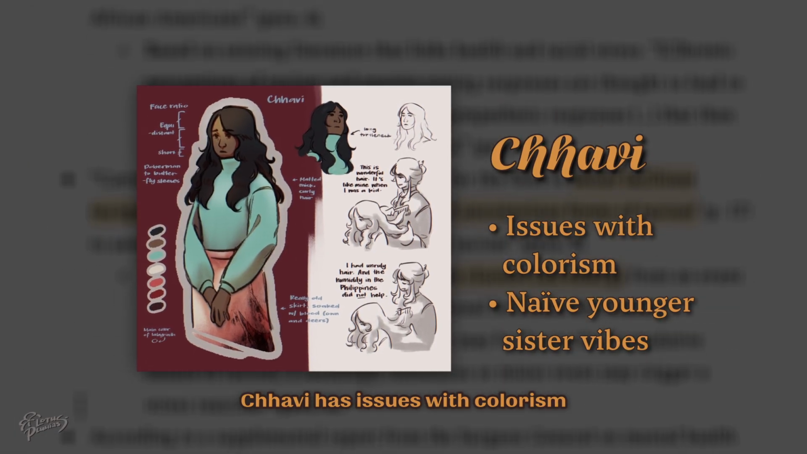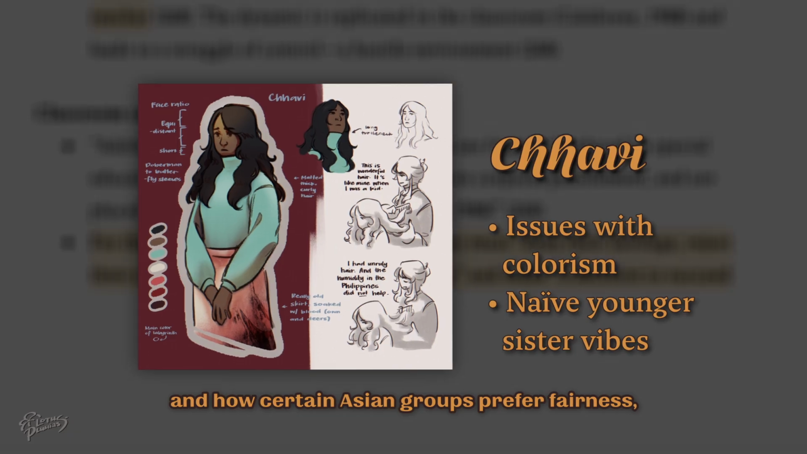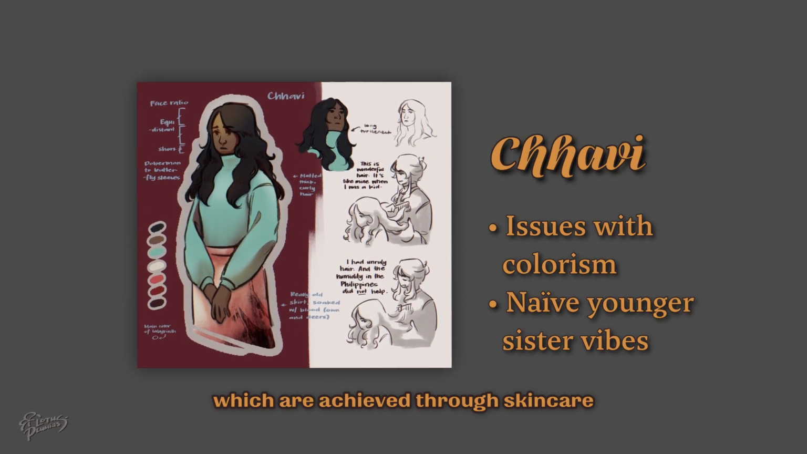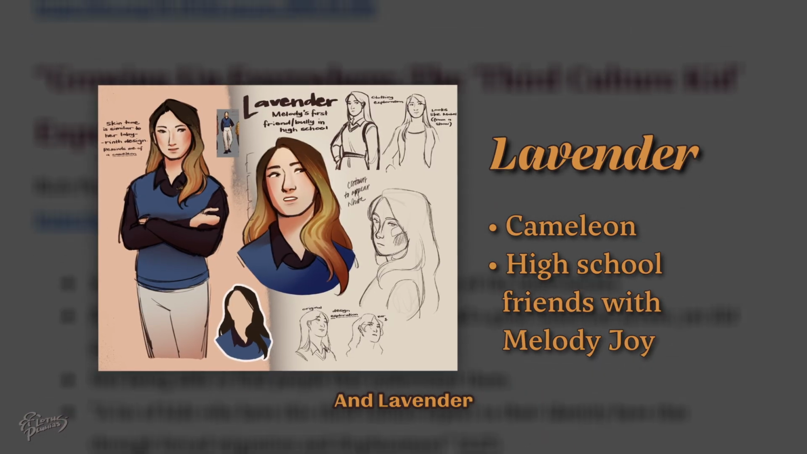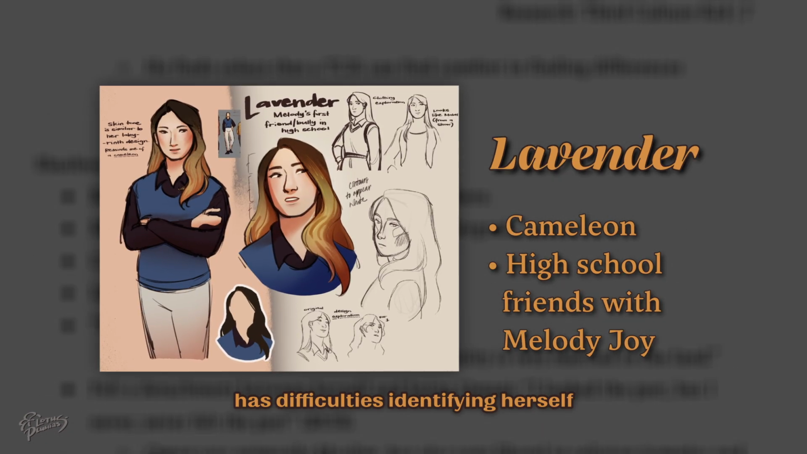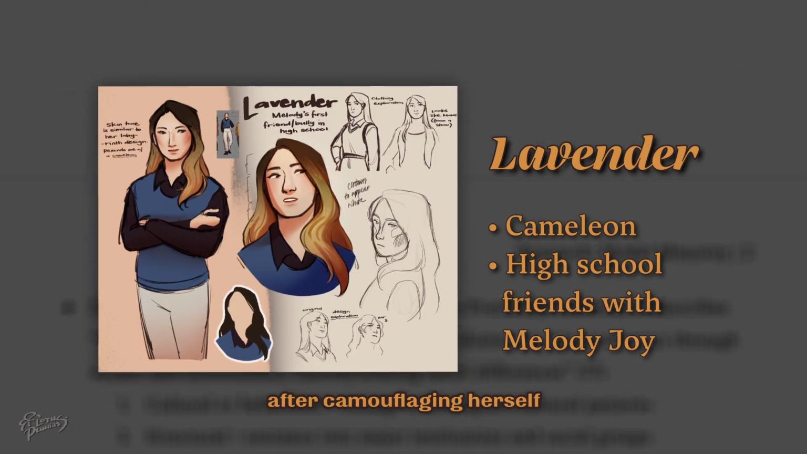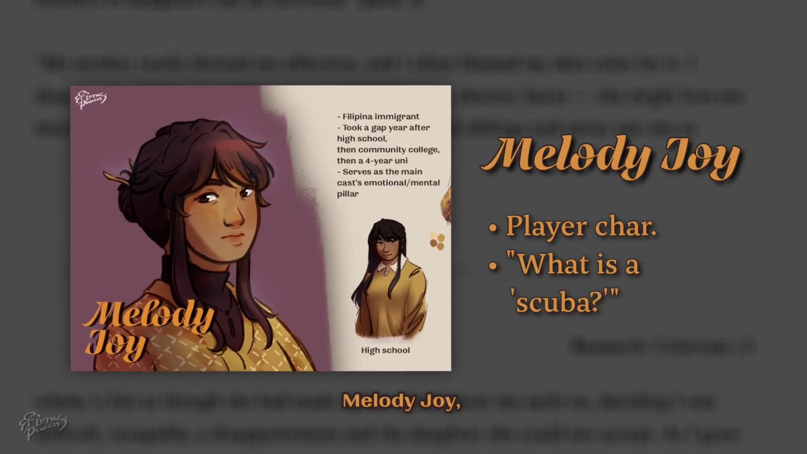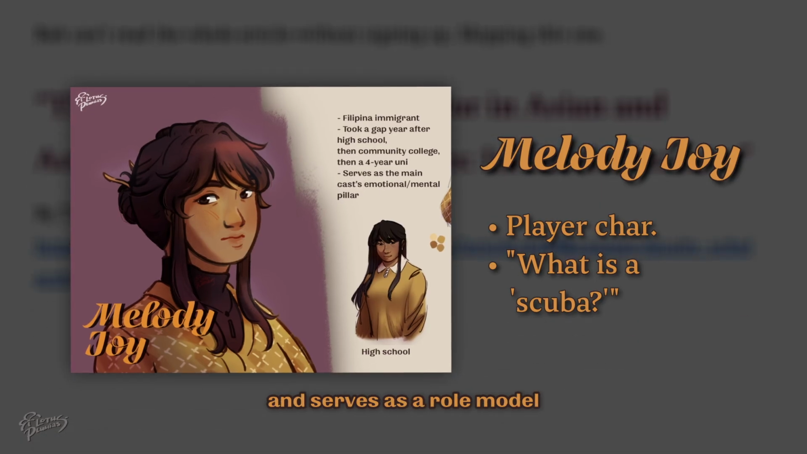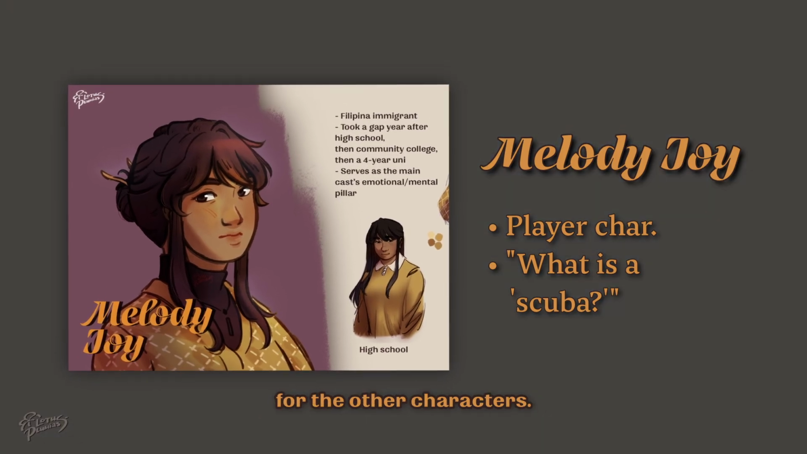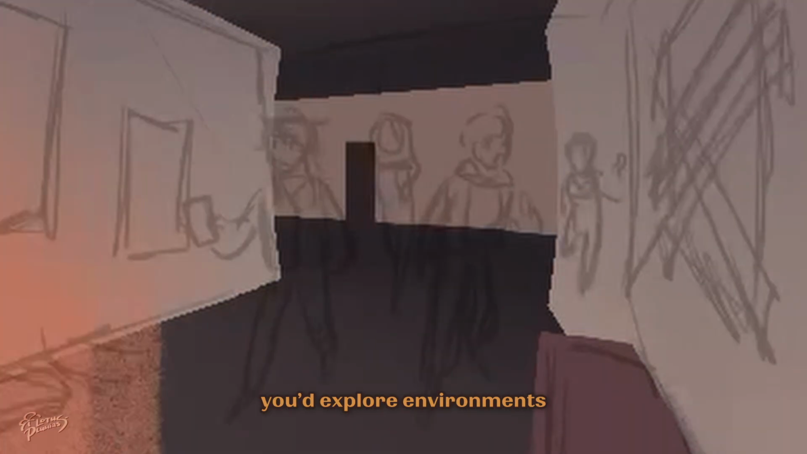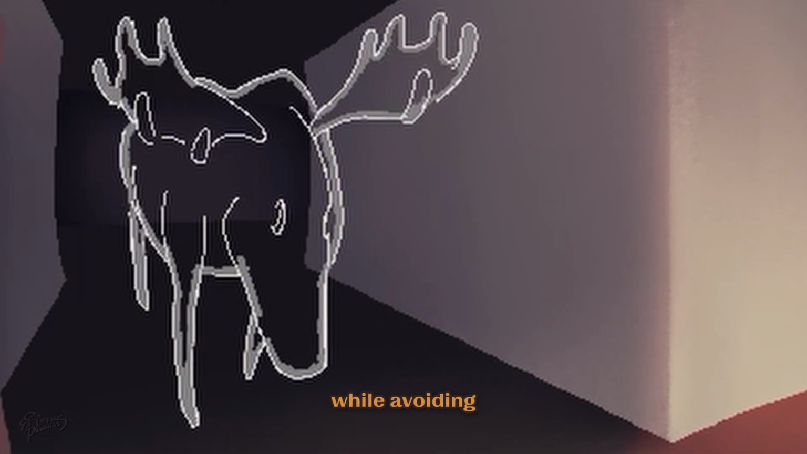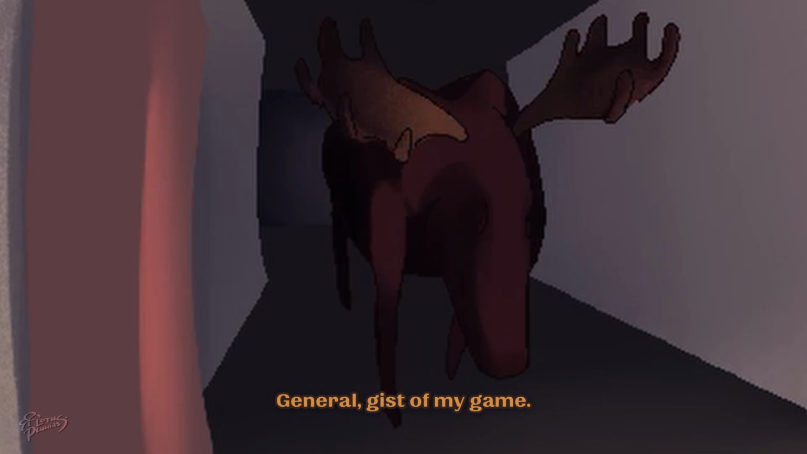Jahavi has issues with colorism and how certain Asian groups prefer fairness, which are achieved through skincare and other dubious methods. And Lavender has difficulties identifying herself as Asian after camouflaging herself with the majority race. Then there's the player, Melody Joy, who has found inner peace and serves as a role model for the other characters. Throughout the game, you'd explore environments that are based on each character's turmoiled archetypes while avoiding deer-appearing monsters. General gist of my game.